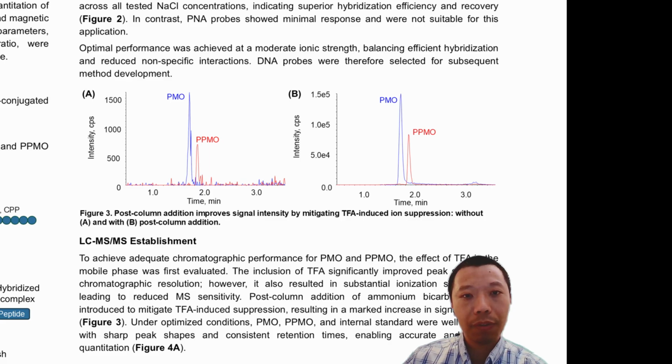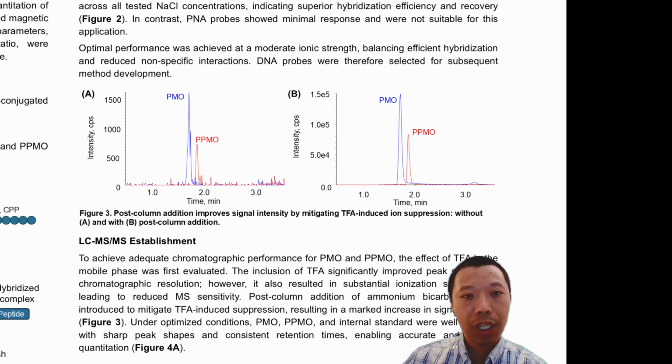As shown in Figure 3, the use of TFA in the mobile phase improved the peak shape and the chromatographic resolution. However, it also introduced ionization suppression, leading to reduced signal intensity. To address this, post-column addition of ammonium bicarbonate was used, which significantly improved signal intensity.